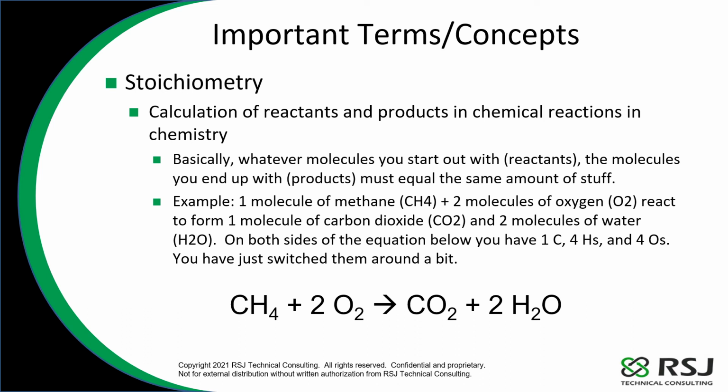The next term you need to understand is stoichiometry. This is the calculation of reactants and products in chemical reactions. Basically, whatever molecules you start out with, the reactants, you end up with the same amount of stuff in the products after the reaction has occurred. For instance, if you take a molecule of methane and 2 molecules of oxygen, they're going to react to form a molecule of carbon dioxide and 2 molecules of water.